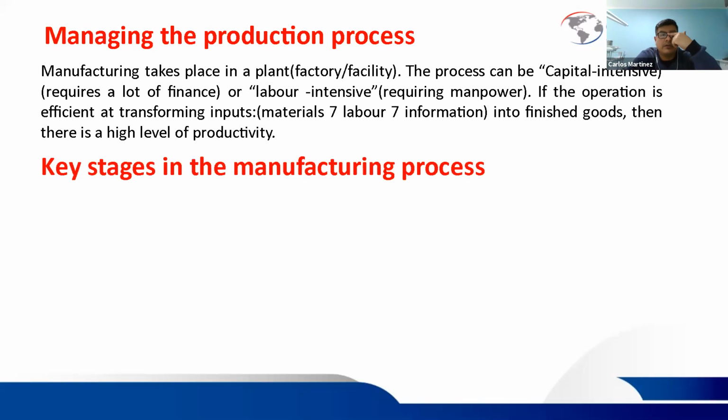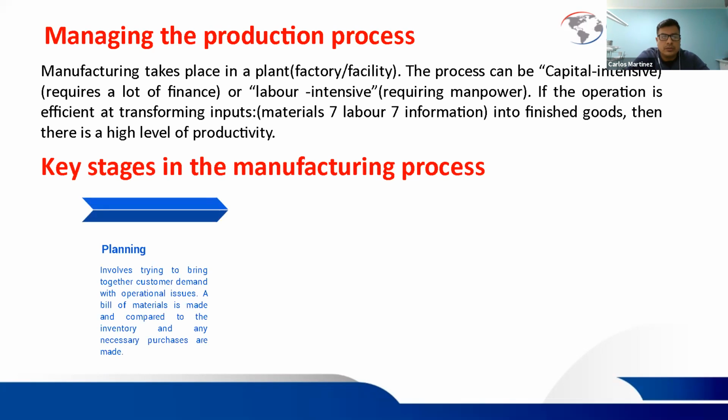Key stages in the manufacturing process. First, the first thing you need to do is to plan. It involves trying to bring together customer demand with operational issues. A bill of material is made and compared to the inventory, and any necessary purchases are made. So you plan. Again, the bill of materials, we mentioned it before, is everything you need to be able to function properly.